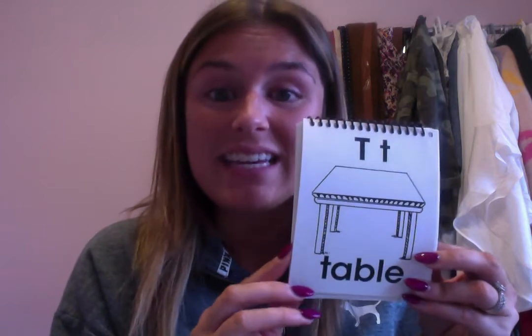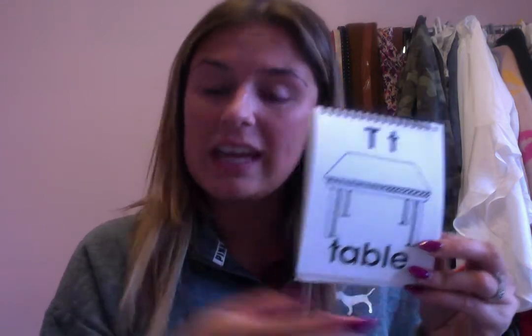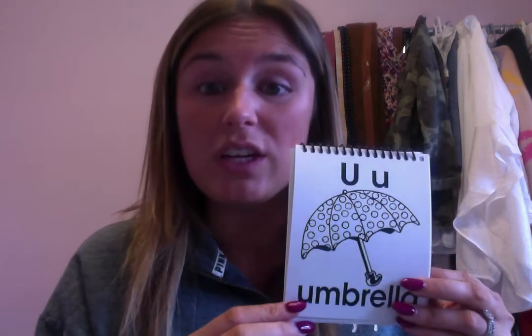This is the letter T. We know that T makes the t sound, like table. Can you think of a word that begins with the t sound? This is the letter U. We know that U makes the short sound and the long sound U. We know umbrella begins with that short sound. Can you think of a word that begins with short U or long U?